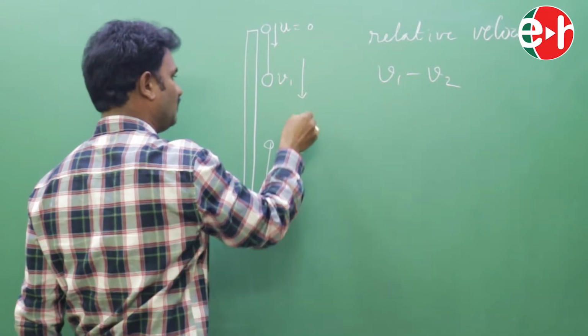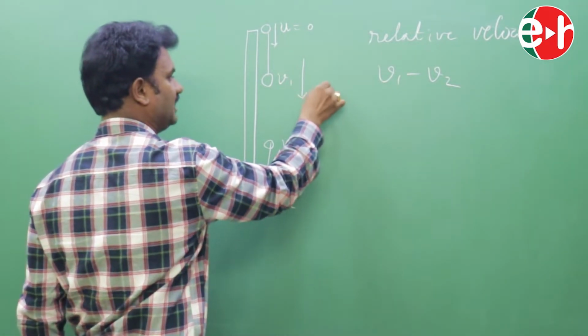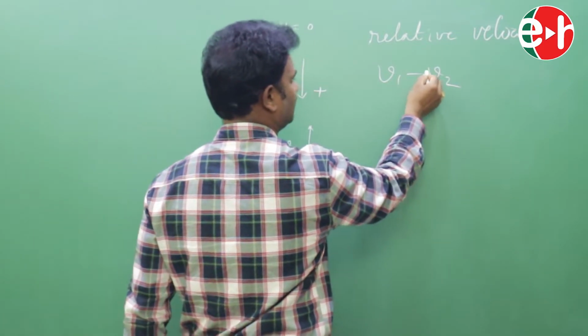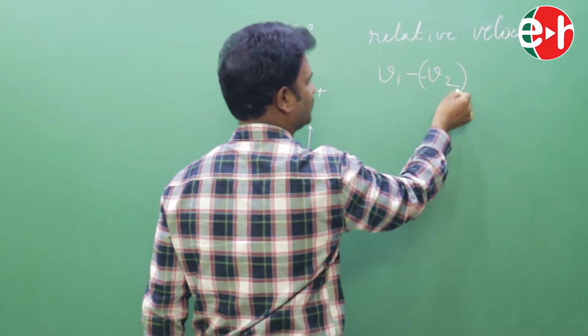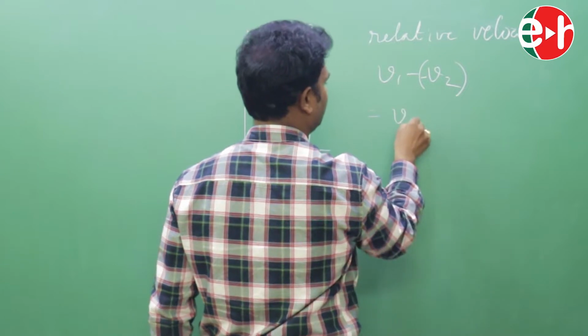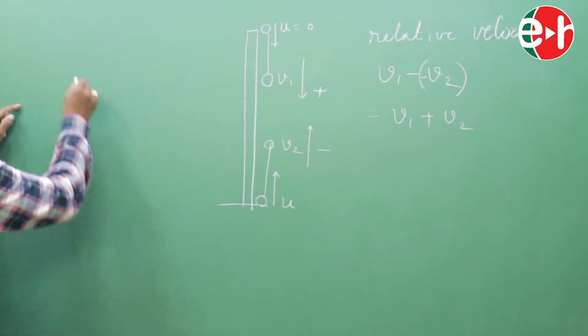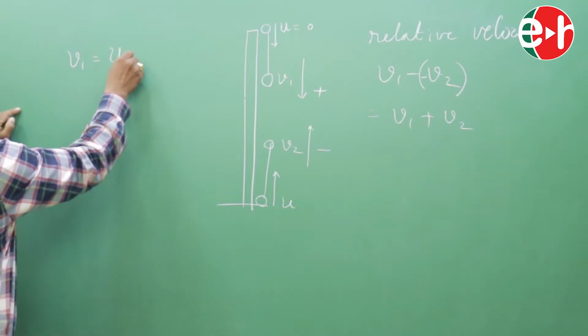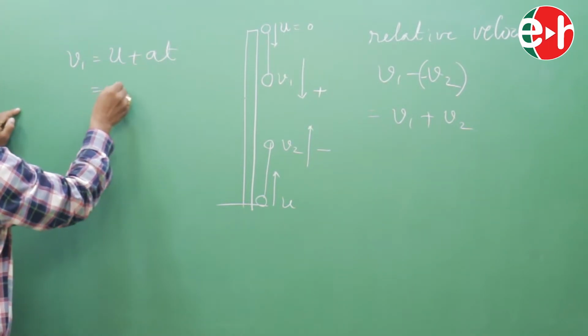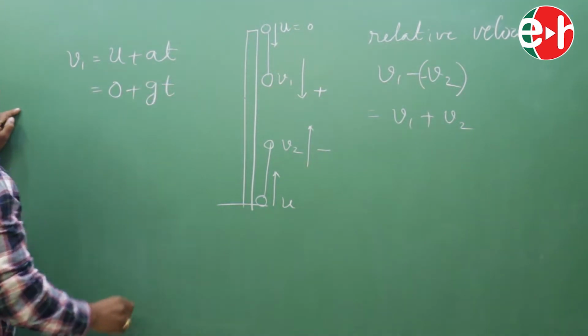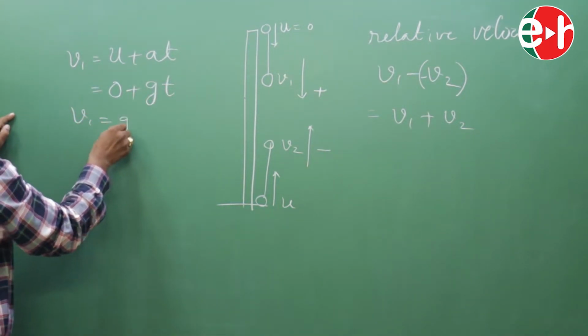v1 is in the downward direction, v2 is in the upward direction. If I take this as positive, this must be negative. That's why it becomes a minus of minus. So the relative velocity is equal to how much? v1 plus v2. But what is v1? For the first case, v1 is equal to u plus at, which is 0 plus a, meaning g, into t. So v1 equal to gt.